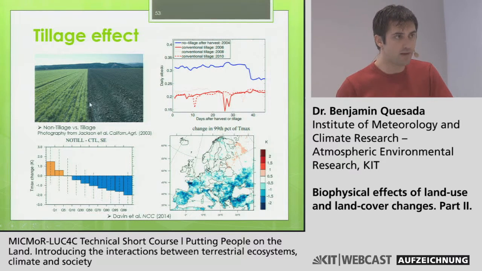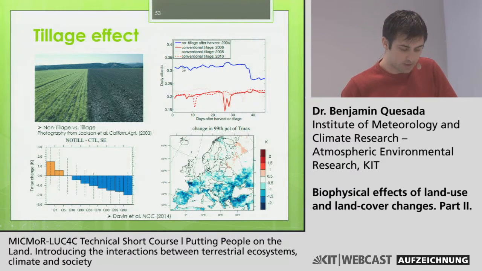So what is the impact of tillage in Europe? This is a recent study from Davin et al. in Nature Climate Change in 2014. And this is exactly what we see there in the curve. In blue we have no tillage, so this field. And we see that with tillage we have a darker albedo, a lower albedo, with a difference of 0.1.